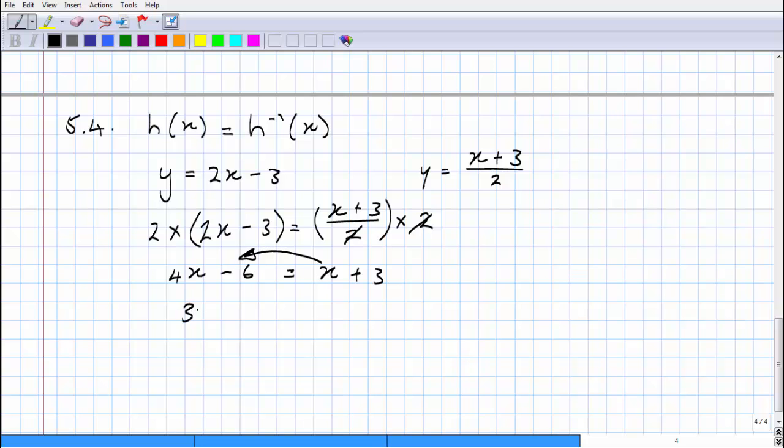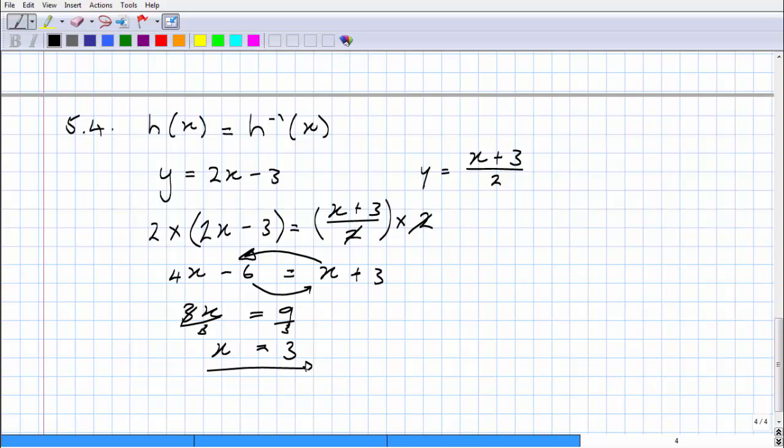It's 3x. And the 6 goes to the other side, so that's equal to 3 plus 6, which is 9. x equals, so we divide both sides by 3. The 3's cancel, x equals 9 divided by 3, which is just 3. So we have x equals 3. And at x equals 3, we get an intersection. And obviously there's only going to be one intersection because it's a straight line.